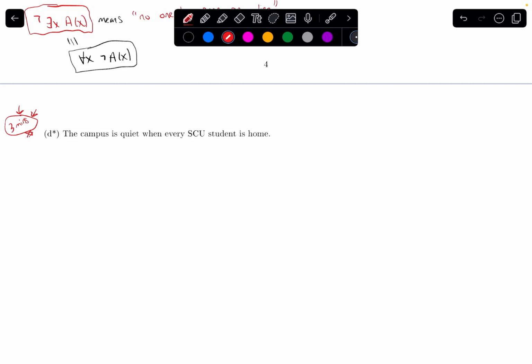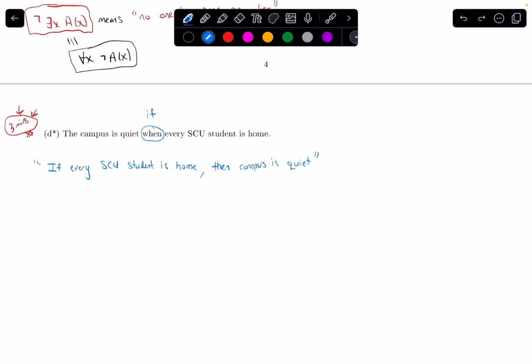Okay, so one of the key connecting words that I see here is the word when. And the word when is just a synonym for the word if. Okay, so I can reword this in my if-then format. So this would be saying if every SCU student is home, then the campus is quiet. Okay, so my sentence is the same thing as expressing it in this if-then format. And now it's clear to see that I'm going to have some sort of implication in my final answer.